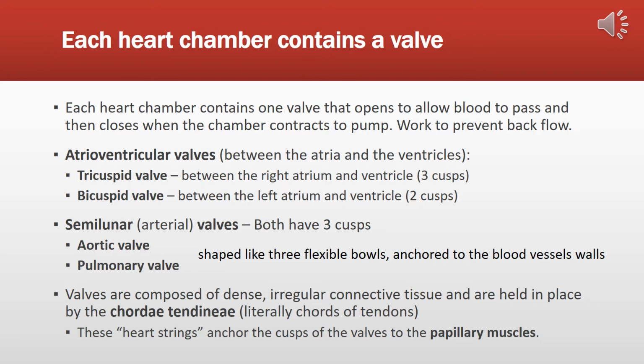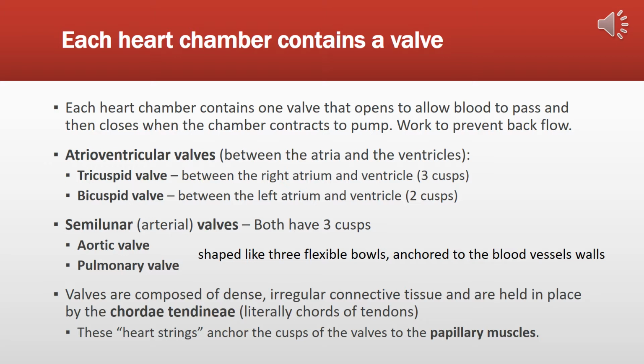Each heart chamber contains a valve. So each of the four chambers in our heart contains a valve which opens to allow blood into that chamber and then closes when the ventricles contract. And what valves essentially do is to prevent backflow of blood into the chamber it came from, and this makes the cardiovascular system much more efficient when we prevent backflow.